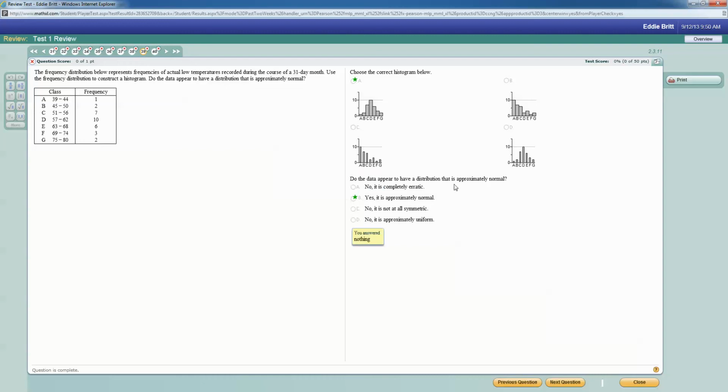And then, is it approximately normal? You start off low, the bars get bigger and bigger until you're in the middle, they're high, and then back down low again. So that's how you can tell if a histogram represents a distribution that is approximately normal. Starts off low, goes high, then back down low again.